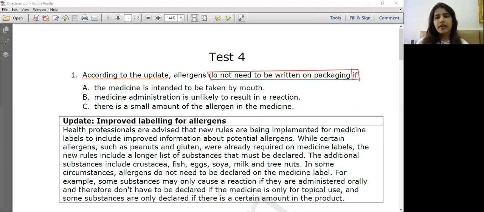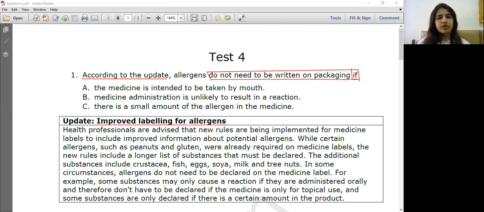It's asking what condition must be fulfilled in order not to mention the allergens on the packaging. I'm sure all of you understand the term allergen, the chemicals that can cause an allergic reaction. And here it says improved labeling for allergens. So this would definitely include the different types of medications, and whether they include any allergen in them.